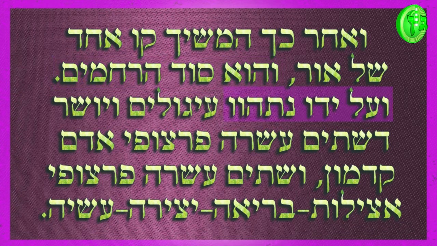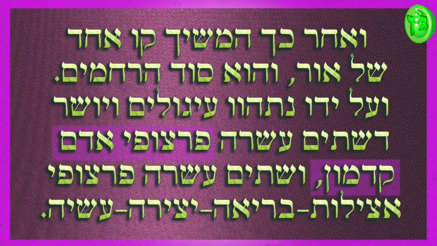Ve'al yado nithavu Igulim Ve-Yosher de-12 Partzuphim Adam Kadmon. And from this kav, all 12 Partzuphim of Adam Kadmon were formed. Not only the circular distinction known as the Igulim, but also the linear distinction known as the Ve-Yosher.